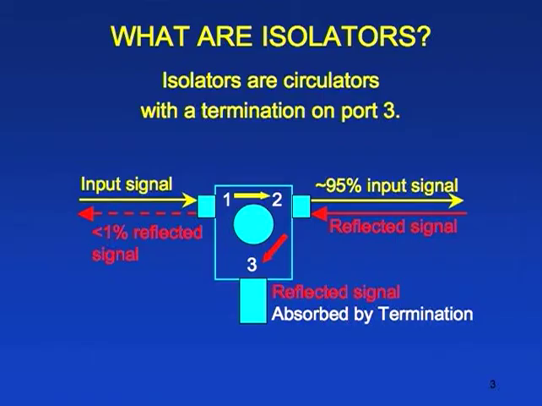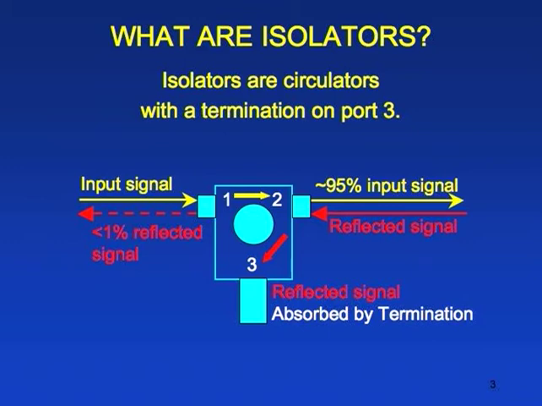Now, isolators are really circulators with an added component, and the added component is a termination down on port 3. The termination absorbs all the signal. It terminates it. There can be no reflections of the signal. It's all absorbed.